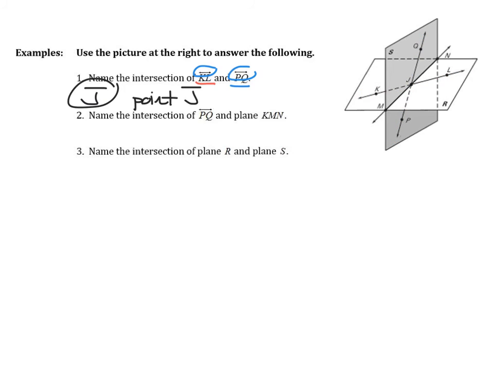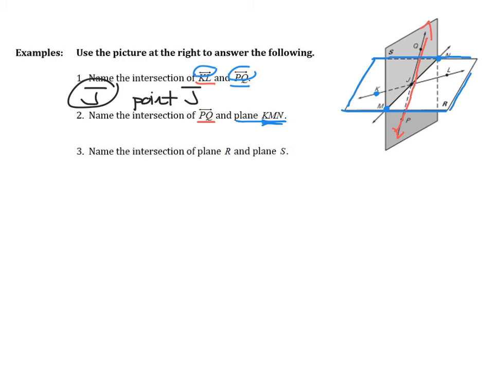For number 2, they want the intersection of line PQ. Just highlighted that one. So line PQ. And now I'm dealing with a plane. So line PQ and plane KMN. So let's find these 3 points first. K, M, and N. Now, it looks like M and N are in both the white and gray plane, but K is only in the white plane. So what I'm referring to is the white plane here.